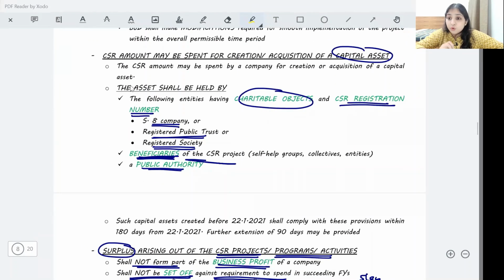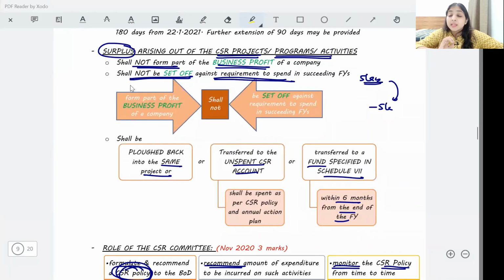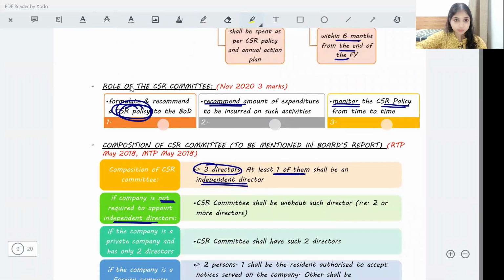Then we learned in case you want, you can spend the money to get a capital asset and to give it to a charitable entity, to a Section 8 company, to a registered trust or a registered society, which is formed for charitable objects and has CSR registration number. Then we learned in case you made any profit out of a CSR activity, it will not be considered as your business profit. It also shall not be set off against CSR requirements of subsequent years. Instead, you're supposed to use it for the same CSR project or transfer it to an unspent CSR account or transfer it to Schedule 7 fund within 6 months from the end of the year.